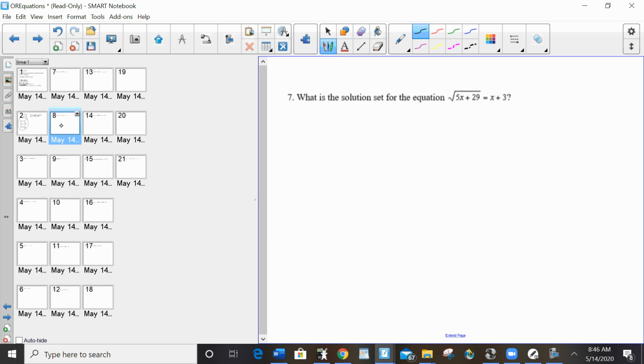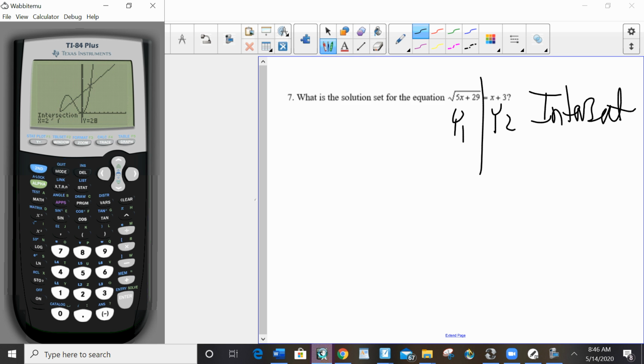Let's do another type of equation. Let's do a radical equation. Number 7. Y1, Y2, intersect. So I'm going to go to my calculator, y equals, y1 is radical 5x plus 29, y2 is x plus 3.